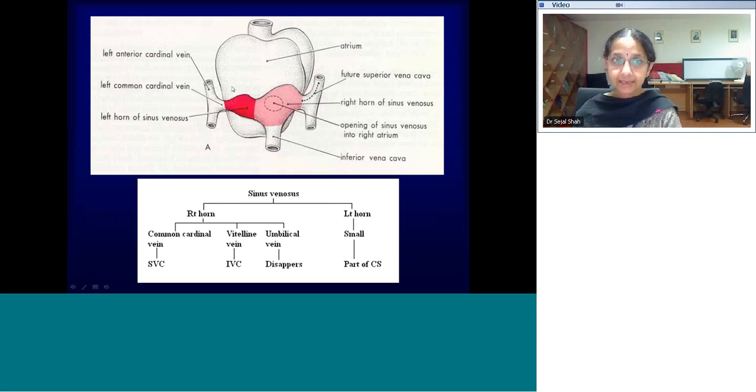The left horn of the sinus venosus becomes very small, and the left cardinal vein also becomes very small, and this gives rise to the coronary sinus. So this is the coronary sinus. If the left superior vena cava persists, then it drains the superior vena cava into the coronary sinus and then into the right atrium. And this is the right-sided SVC and the right-sided IVC entering the right atrium.